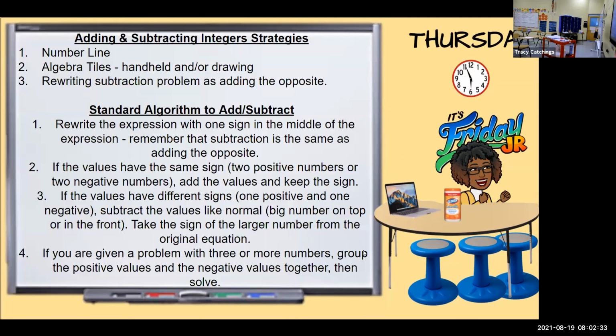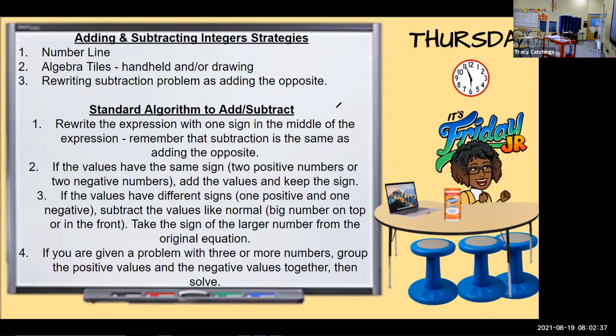All right, so this week we've been looking at adding and subtracting integers with different strategies. We looked at it with a number line, we looked at it with algebra tiles, which I gave you some one day to physically play with, and then I also taught us how to draw some. We also rewrote subtraction problems as adding the opposite, where we keep the first number, change the subtraction sign to an addition sign, and then the second number becomes the opposite.